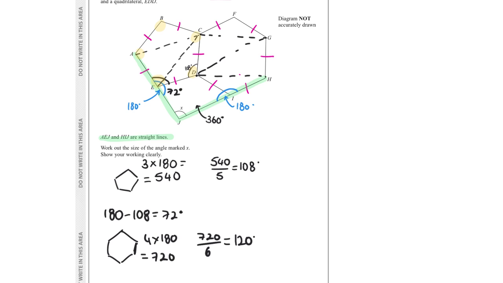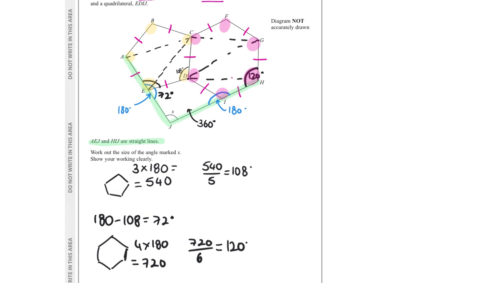So I know that each angle is 120 degrees, okay? So all of these pinks are 120 degrees. Okay, now you can see how messy it's getting already. Is it a good idea to have pencil? Yeah. So 120 degrees. Do you remember this is 180? So how are we going to find this angle?